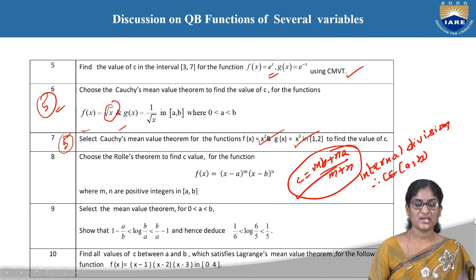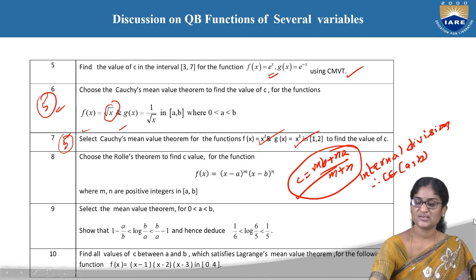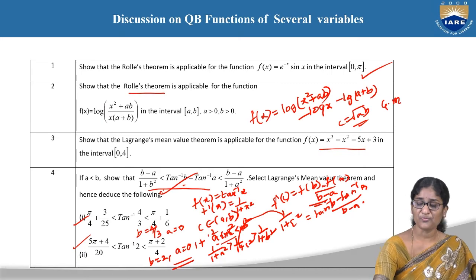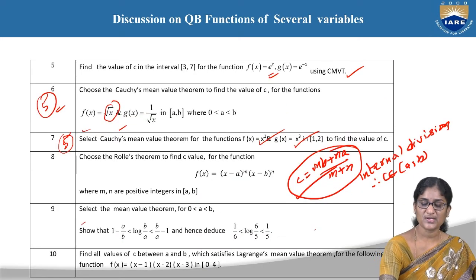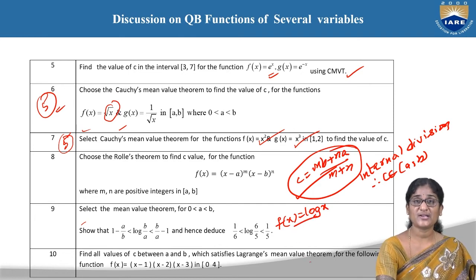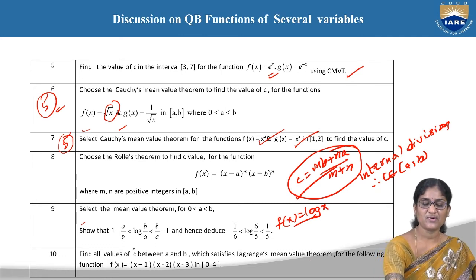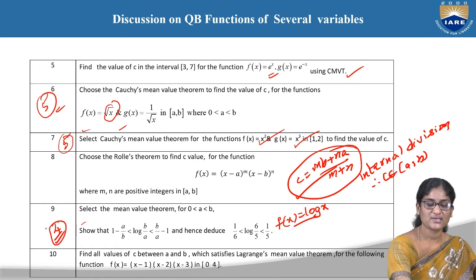Going to the 9th question. Select the mean value theorem. This is just similar to the fourth question, that inequality we have done by using the Lagrange's mean value theorem. Here, what is the function that we need to assume? f of x is equal to log x, and we have to assume that f is continuous, differentiable, and obeys the conditions of the mean value theorem. Then we can apply the mean value theorem just as in the fourth question that we have already discussed earlier. Now, same as the fourth question.